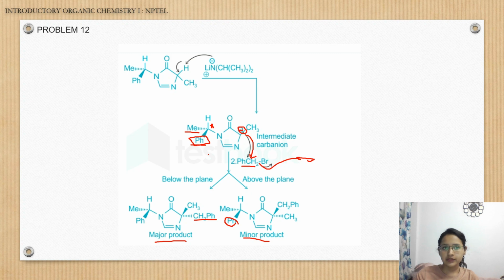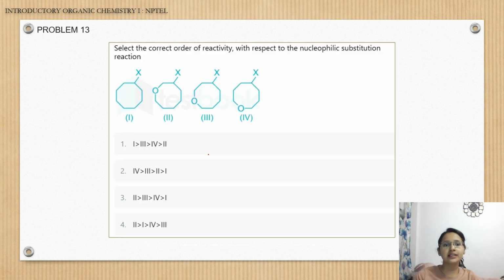Okay. So I hope it is clear to all of you. If it is clear, then I'm going to the last problem of this session. This is the last problem, guys. Here you have to select the correct order of reactivity with respect to the nucleophilic substitution reaction. So what do we mean by nucleophilic substitution reaction? I'm not going to talk about SN1, SN2 here. Here only what happens is that this X is a leaving group, and the nucleophile wants to add. The nucleophile can come here and this C–X will leave.